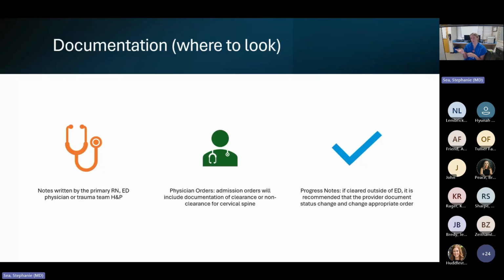You can also look in progress notes. Perhaps this patient was just so sick, they went directly to the OR for something else, and so it was never really clearly documented in the ED. Or say we did it in a tertiary survey. So you can always look in the progress notes. We try to document clearly in the tertiary if there are any spinal precautions whatsoever, and then obviously change the appropriate order.